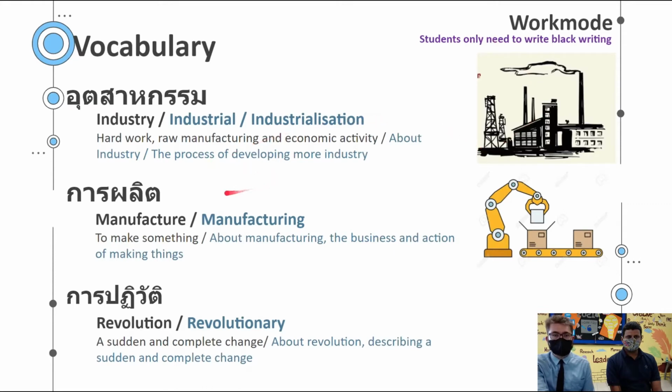The next one is manufacture. Manufacture is the verb, so when you make something, that essentially is manufacturing. And the last one, revolution or revolutionary, a sudden and complete change. And about revolution, describing a sudden and complete change.